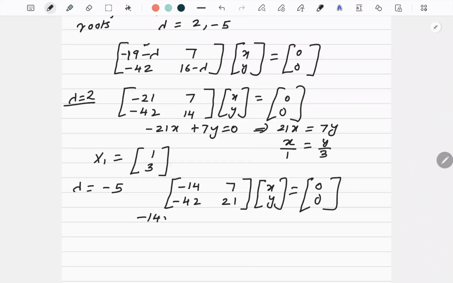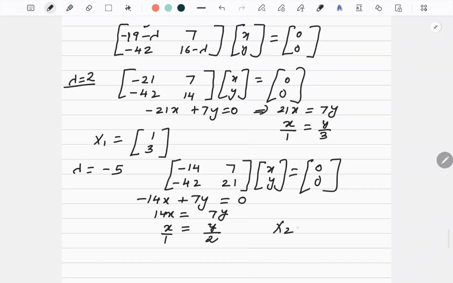Now 14x plus 7y is equal to 0 means 14x is equal to 7y. Divide both sides by 14. So x is equal to y by 2. So what is the eigenvector? Second eigenvector is 1, 2. Right? So what is my modal matrix? Modal matrix is 1, 3, 1, 2. Correct? So now I have got my modal matrix and now my next job is to find out P inverse.